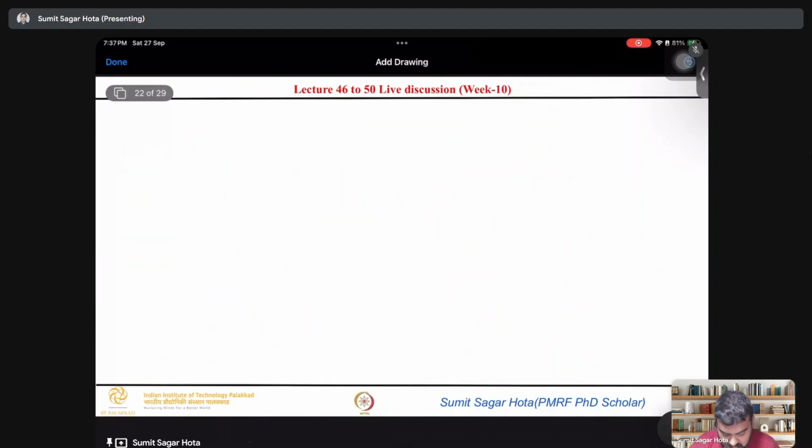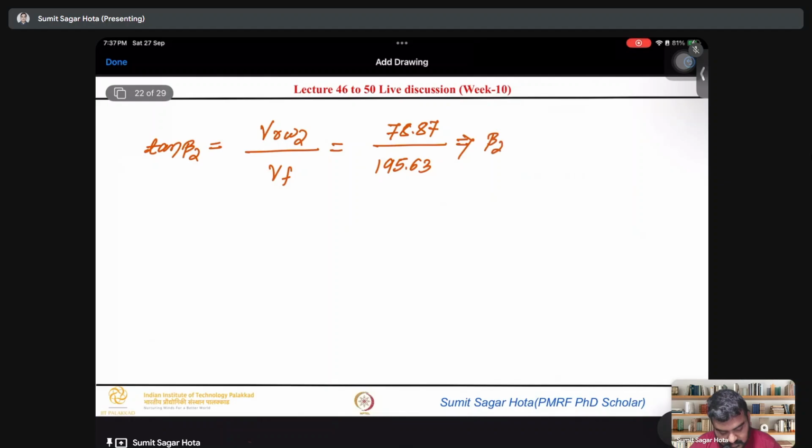So what is tan beta 2? Because VRW2 we know and VF we already know, let's calculate the angle beta 2. So tan beta 2 is VRW2 divided by VF, which is 78.87 divided by 195.63. Beta 2 is equal to 21.96 degrees. So this is your exit blade angle, and this is your answer.